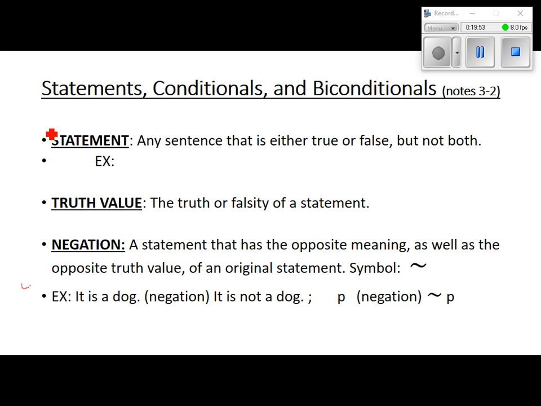Alright, a statement is anything that is either true or false, but not both. Give me a statement. Your shirt is brown. Write that down in your example there. Doesn't matter what it is, it's either true or false, one or the other.